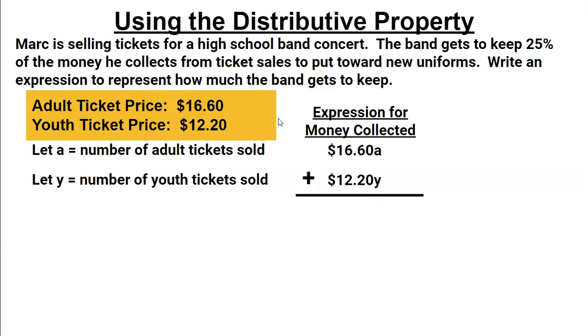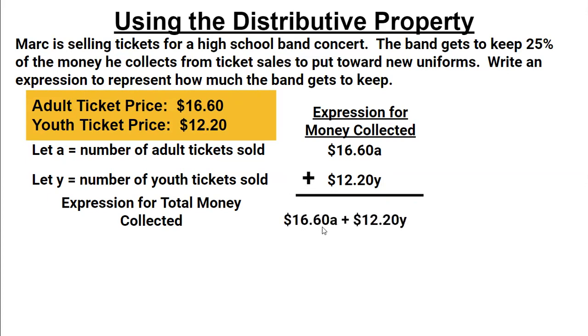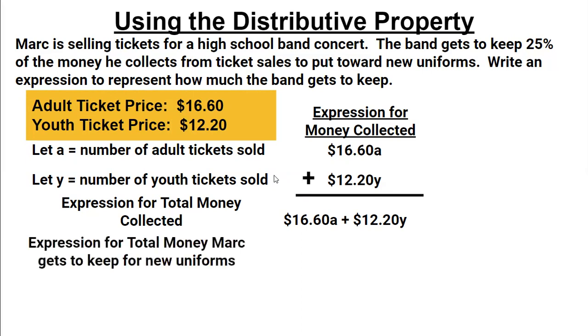And now we're going to add those together. Notice how we cannot add the numbers in front of the letters together because they're different letters. A and Y are different. So we have to write it as $16.60 times A plus $12.20 times Y. We have to write it that way. We cannot combine these two numbers.